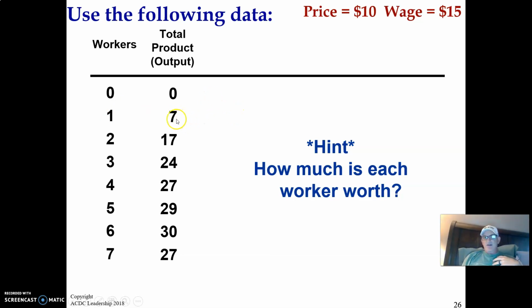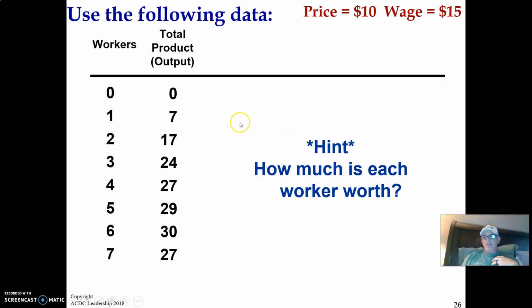I'm sorry, I told you wrong. The wage is $15, not 10. If I can sell 7 widgets and my company can sell those widgets for $10 each, I'm worth $70 to them. My wage, however, is 15. So I can produce $70 worth of product for my company, and I'll only cost them 15. I'm going to be a pretty good hire.